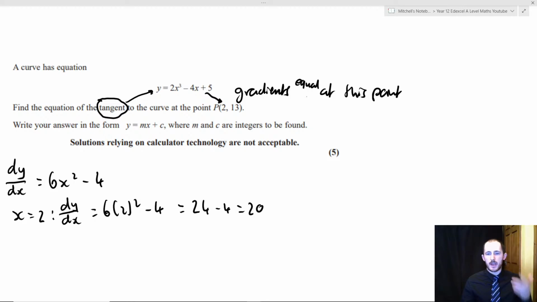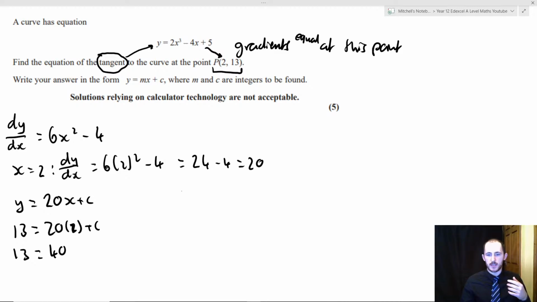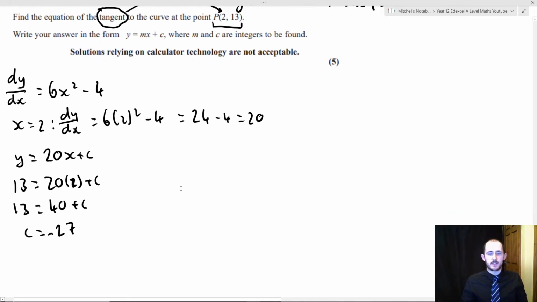So now my equation for our tangent so far is 20x plus c. But if you have a look, we have a set of coordinates, so we can sub those in. So now we have 13 equals 20 times x, which is 2, plus c. So 13 equals 40 plus c. So c is equal to negative 27. And again, I can't stress this enough, you have to actually write out what the equation looks like. So y is equal to 20x minus 27.